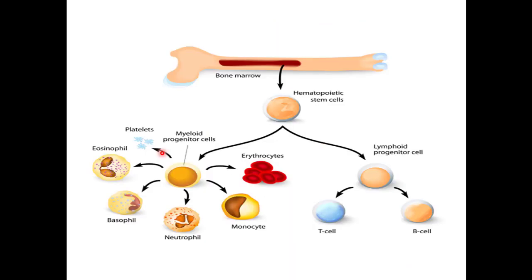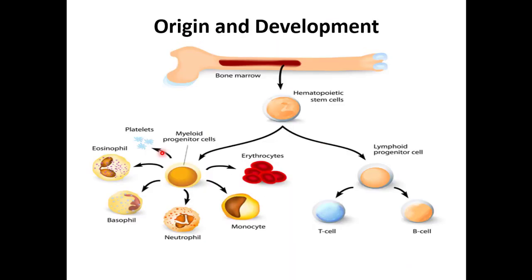If you talk about their origin and development, the basophils are made in the bone marrow from the hematopoietic stem cells. The hematopoietic stem cells give rise to a specialized class of cells which are known as the myeloid progenitor cells, and the basophils are then derived from these progenitor cells. So the basophils are derived from the same cells which give rise to the other types of granulocytes, like the neutrophils and the eosinophils. All of the granulocytes are derived from the same progenitor cells.